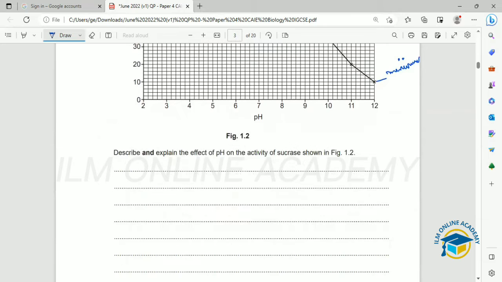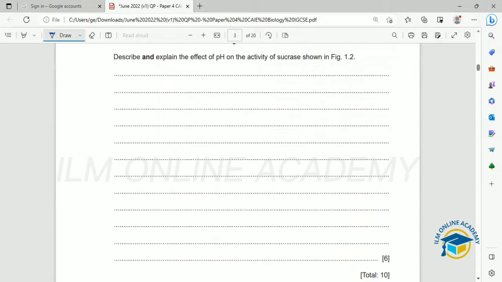All right, so it's a 6-mark question. You need to describe and explain the effect of pH on the activity of sucrase. So try to write about six points. For the description, try writing 4 points and then two for the explanation. That's what the marking scheme mainly says about how to score well in this.